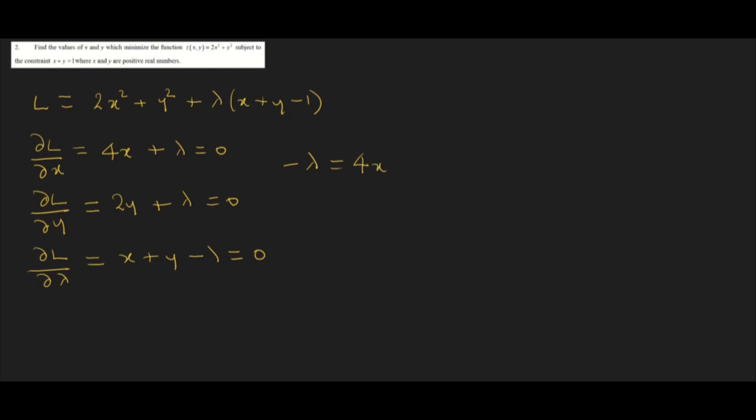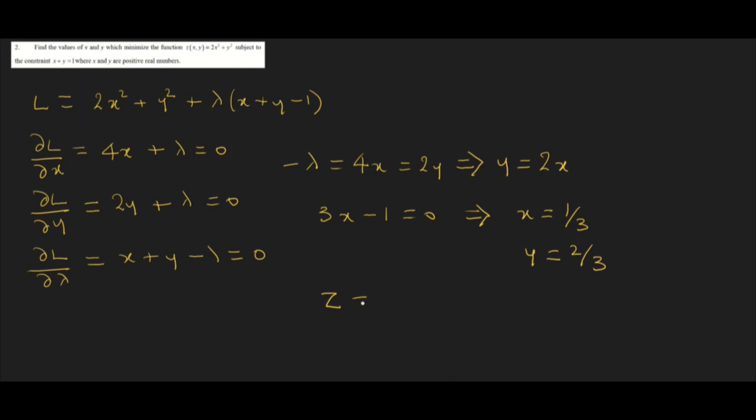First of all, from the first two conditions we have minus lambda equals 4x equals 2y. This implies that y is equal to 2x. Now we can substitute that into the constraint, and this will give us values of x and y. So we substitute this into the constraint and we get 3x minus 1 equals 0, which implies that x is equal to 1/3. And of course, since y equals 2x, we have y equals 2/3.